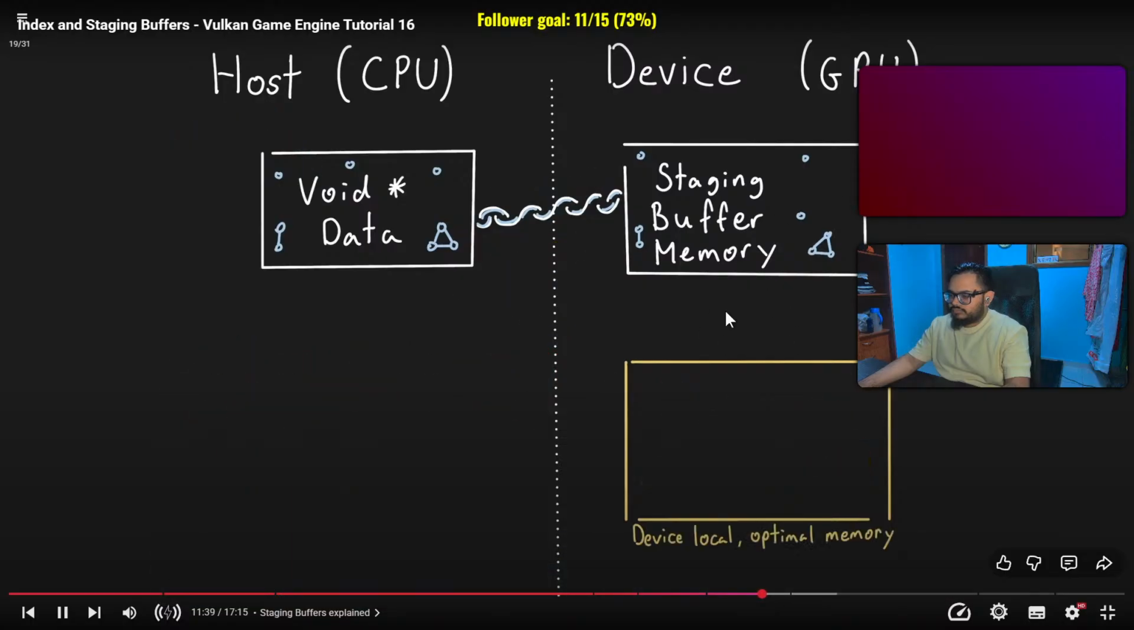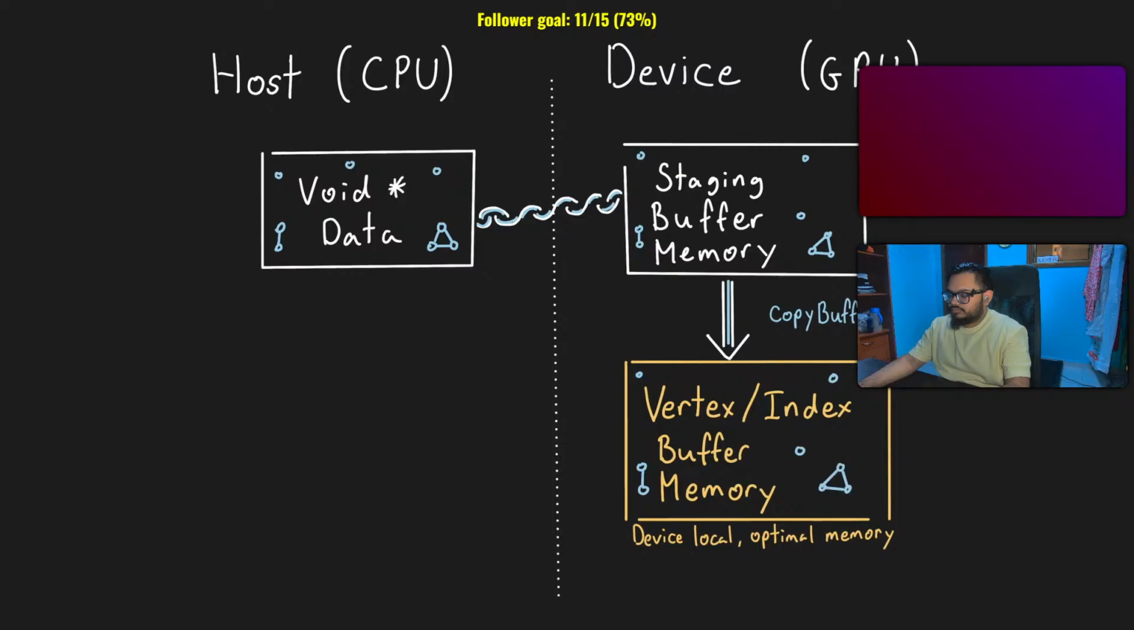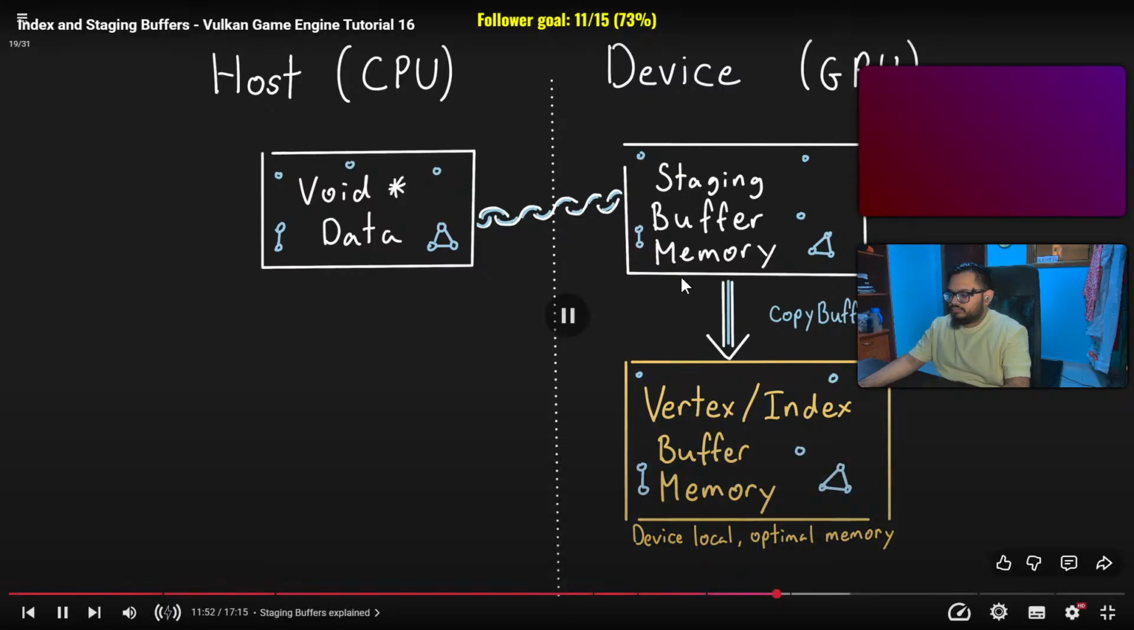In order to use device local memory, we must first copy the buffer data from the host to a temporary buffer that is visible to the host. From there, we can then copy the data to device local memory by using the vkCmdCopyBuffer function. Once this command has copied the data, we can destroy the temporary buffer.